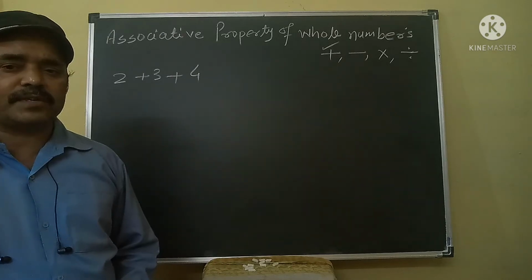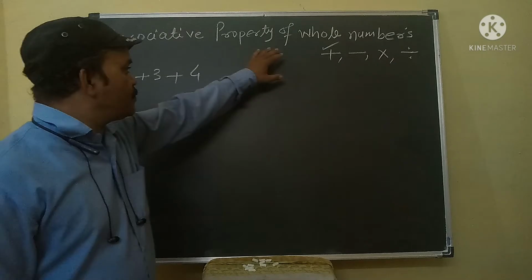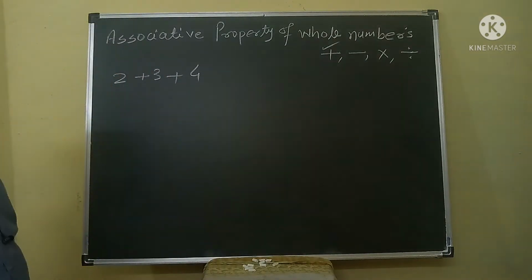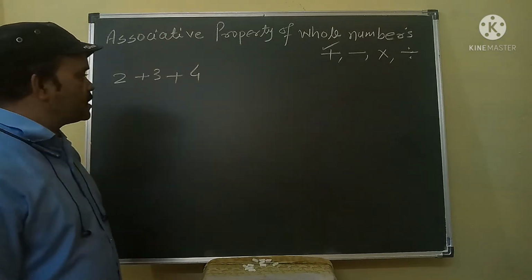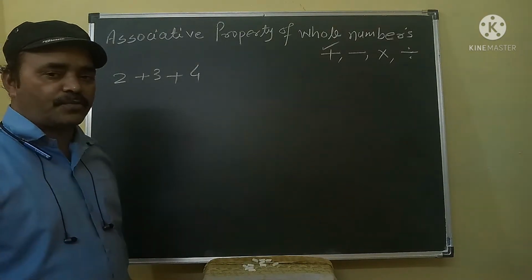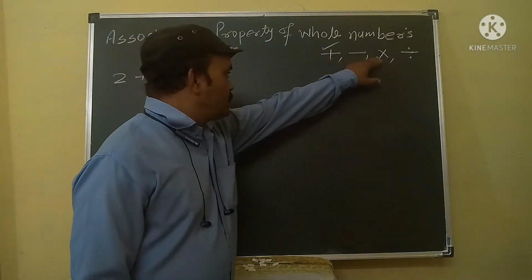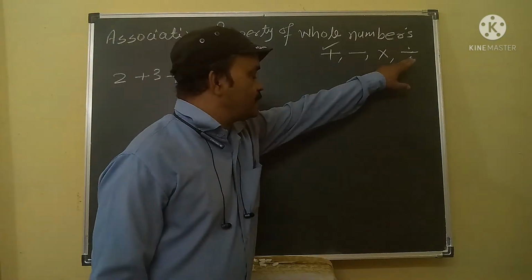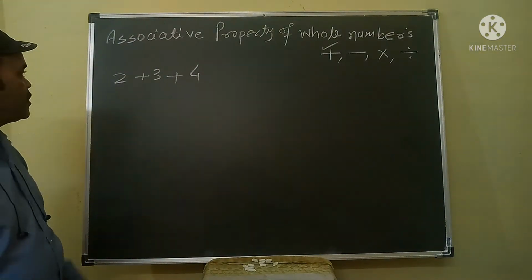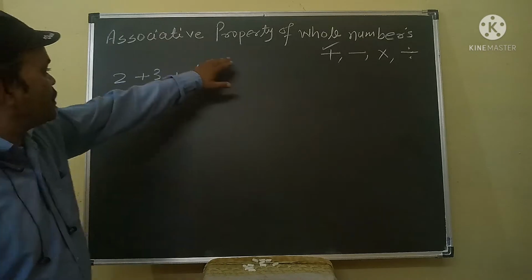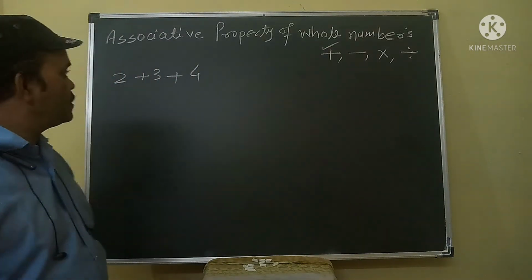Now we will discuss the associative property of whole numbers. As you know very well, in mathematics we use four types of mathematical operators: plus, minus, multiplication and division. First, we will discuss the associative property of whole numbers on addition.